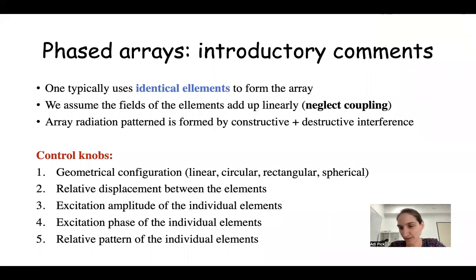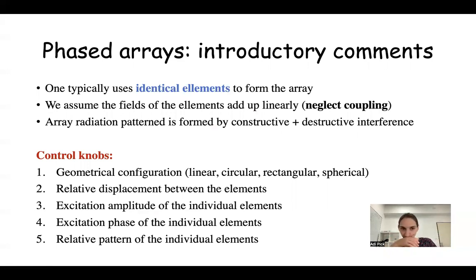So one thing is that many times it is convenient to use identical elements to form the array, and the math becomes pretty simple. And this is what we will do in this class. We will assume that all the elements in the array are of the same form, say dipole antennas or an array of loop antennas, et cetera, but they are identical. This will be an assumption.